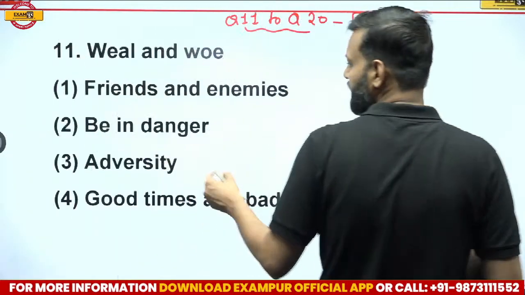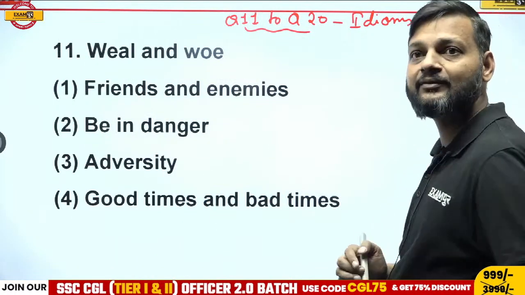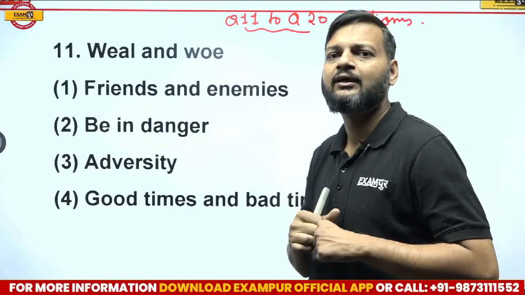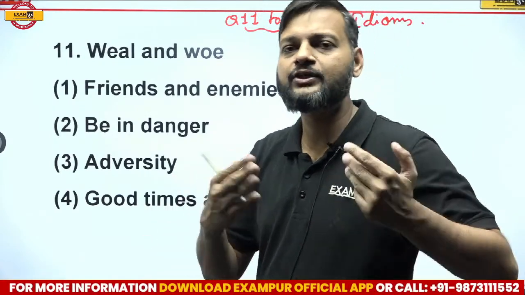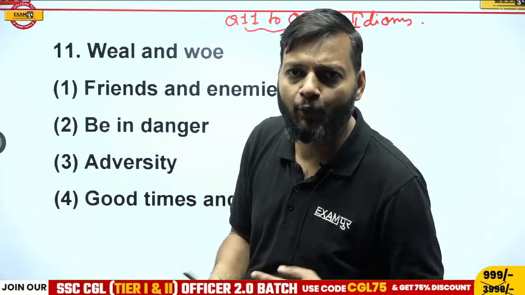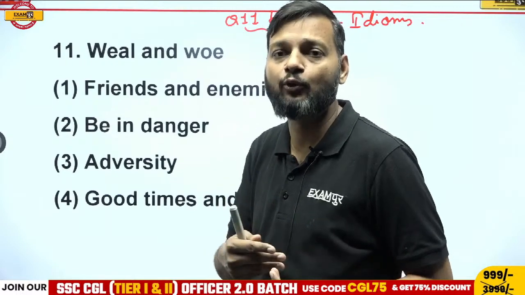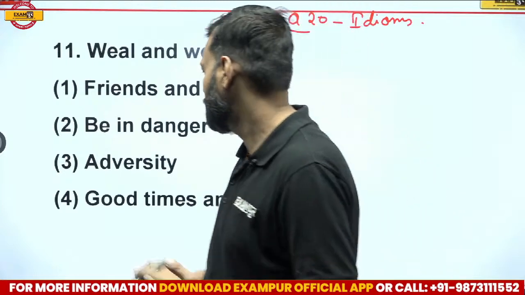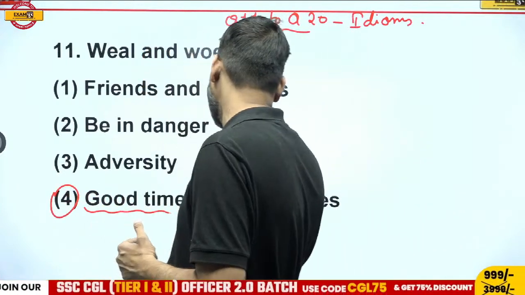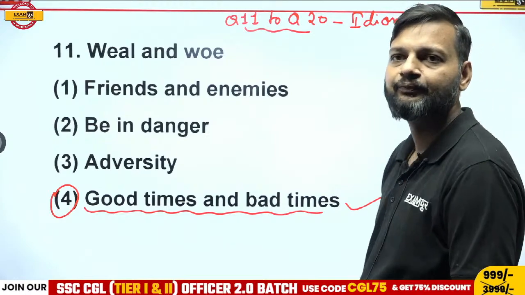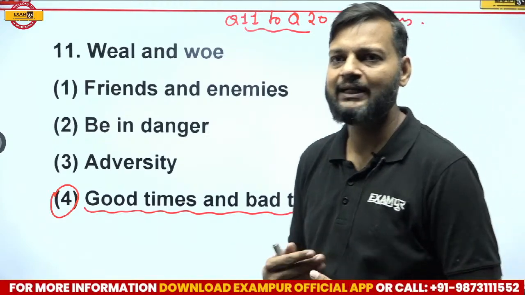Friends and enemies, be in danger, adversity, good times and bad times. What is the answer? Wheel and woe means sorrow and happiness, good times and bad times. In our lives, we enjoy both. We have to face both good times and bad times. We have to face wheel and woe. So here the right answer is 4. Good times and bad times.